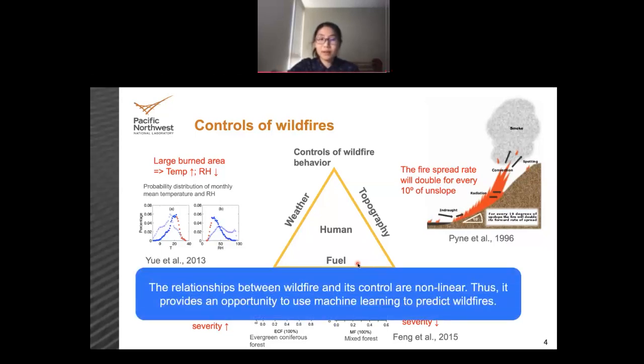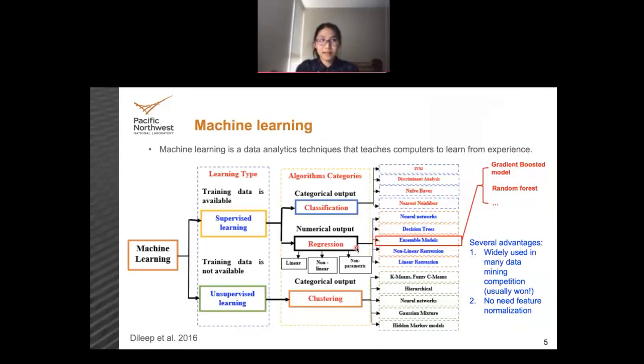You can see the relationship between wildfires and their controls is usually nonlinear. So it provides an opportunity for us to use these factors and machine learning to try to predict and explain wildfires. Okay, so that's the overview of wildfires. Then I will talk about machine learning. Here is a diagram, just an overview of different machine learning methods.